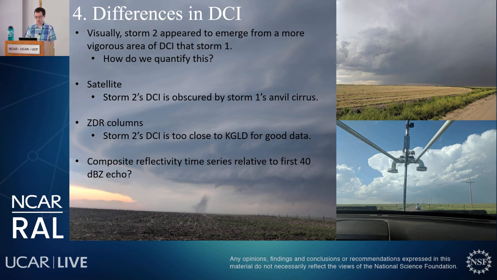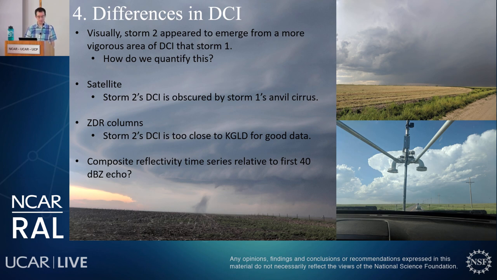This is actually Storm 1 when it's fairly mature, and it really doesn't look all that good. Here's Storm 2 from a decent distance away as it's beginning to initiate, and you've got a nice rain-free base here and a really crisp edge to that anvil and updraft. So clearly more vigorous convection in Storm 2. But again, how do we quantify this?